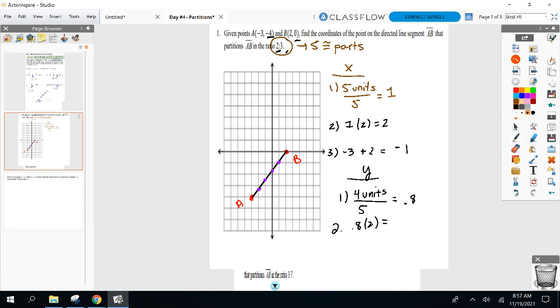So how many total units should I be moving on the y-axis? 0.8 times 2, 1.6. So that's telling me how many units I have to move. Where did you start on the y-axis? Where did we start on the y-axis at? -4. And you're going to go up 1.6. Where do you end on the y-axis? -2.4.